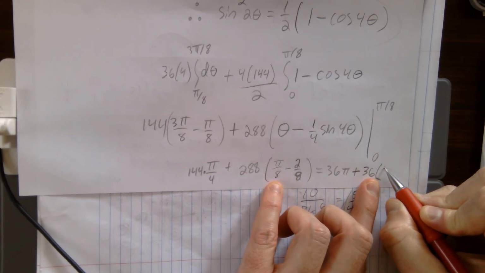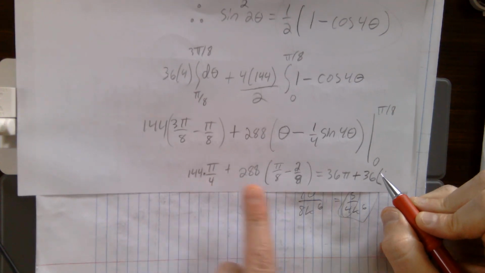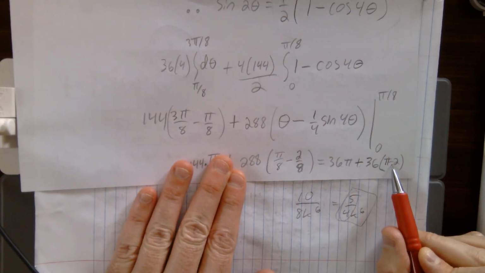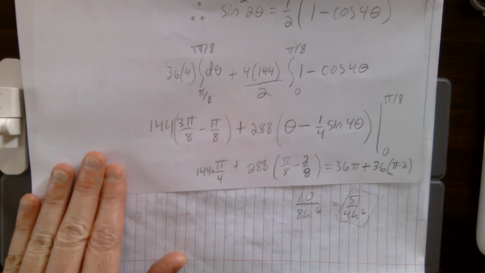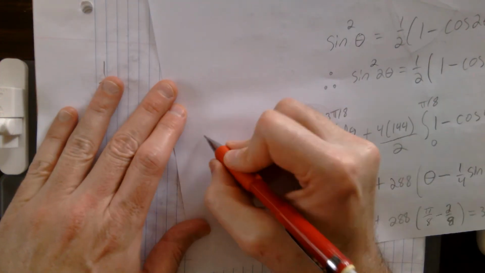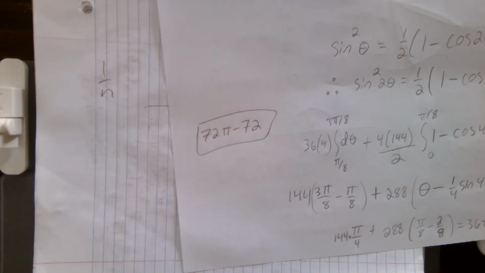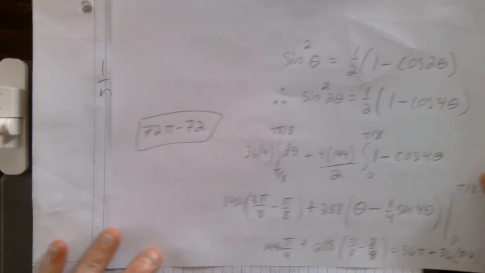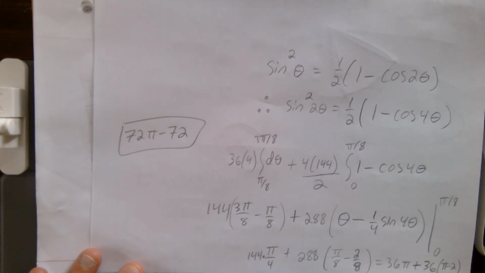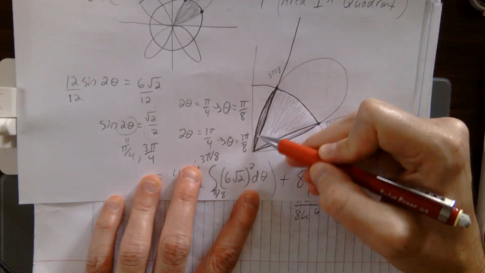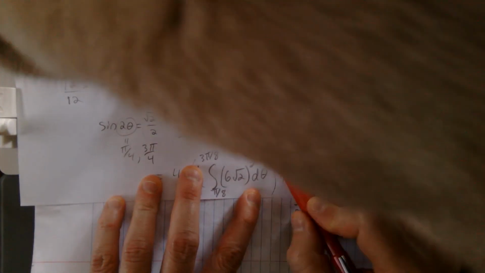Pi minus 2. Bring the 8 out, pi minus 2. So 36 plus 36 minus 72. So I think it's 72 pi minus 72. So there we go. That would be the area in all 4 quadrants of these slivers plus the wedge plus the sliver. Okay, I think we're good. Thank you.